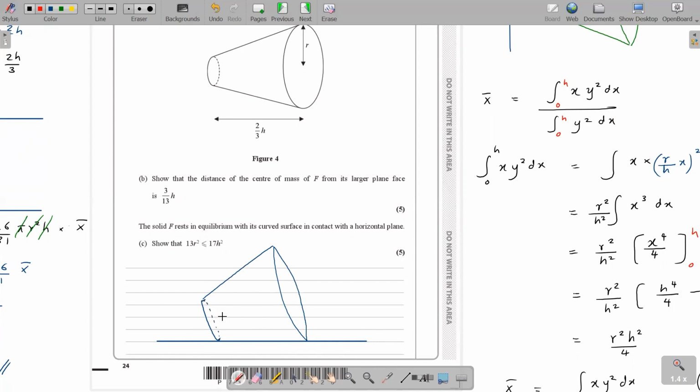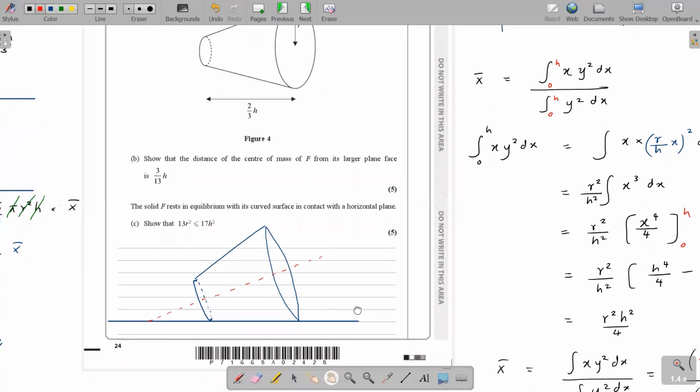Okay, so let's draw the axis of symmetry here. This is the full cone if it were there. So I drew the axis of symmetry. They say they keep this solid F with its curved surface and it's in equilibrium. So if it is in equilibrium, you have to show that this condition is satisfied. Are you with me? So what is the requirement? Right now we found that the center of mass is at a distance 3/13 h from the larger plane surface, right?